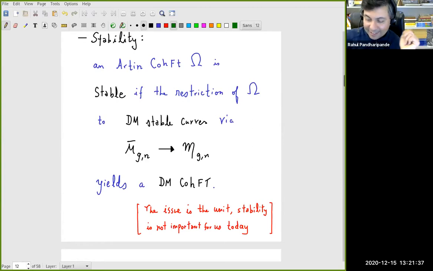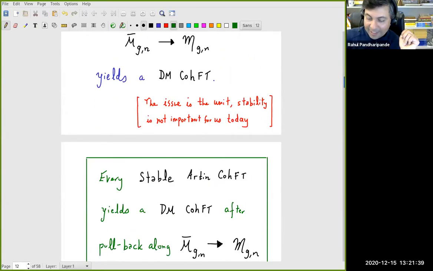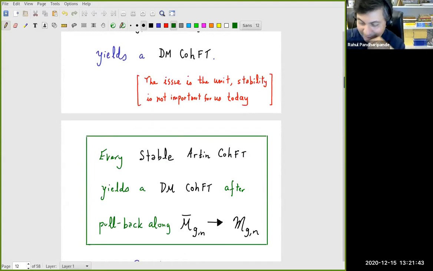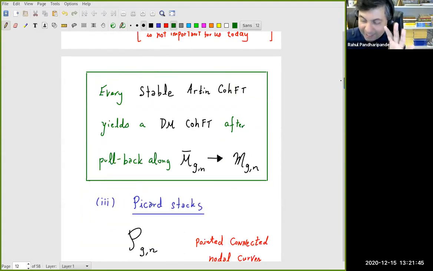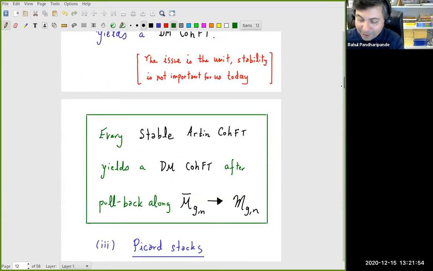Yeah, it's still okay. So as I said, maybe we leave this unit business off because it's giving me a headache also. But I just wanted to say, if you want an Artin CohFT to give you a Deligne-Mumford CohFT, you need to put something about stability there. So okay, that's somehow a warm up. First was Deligne-Mumford, which everyone should be familiar with, and there's Artin, which is in some sense very similar, except for these confusing issues.